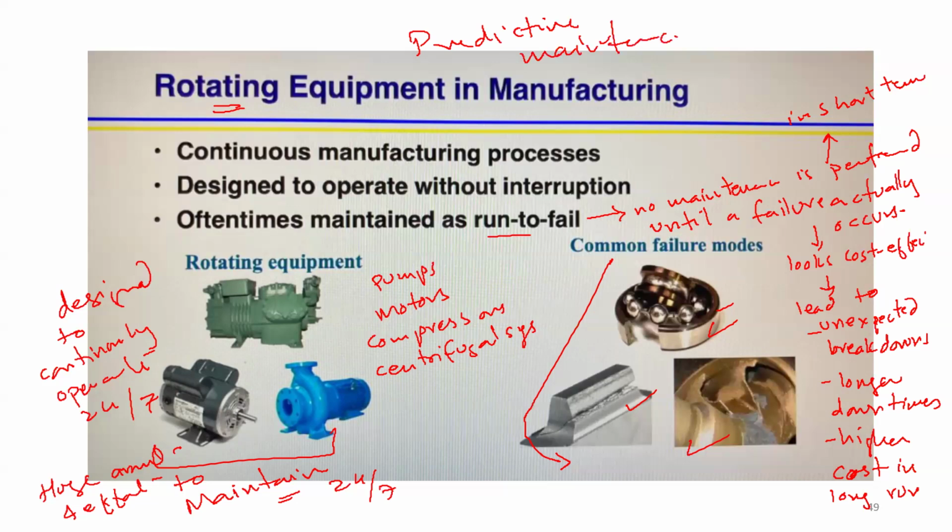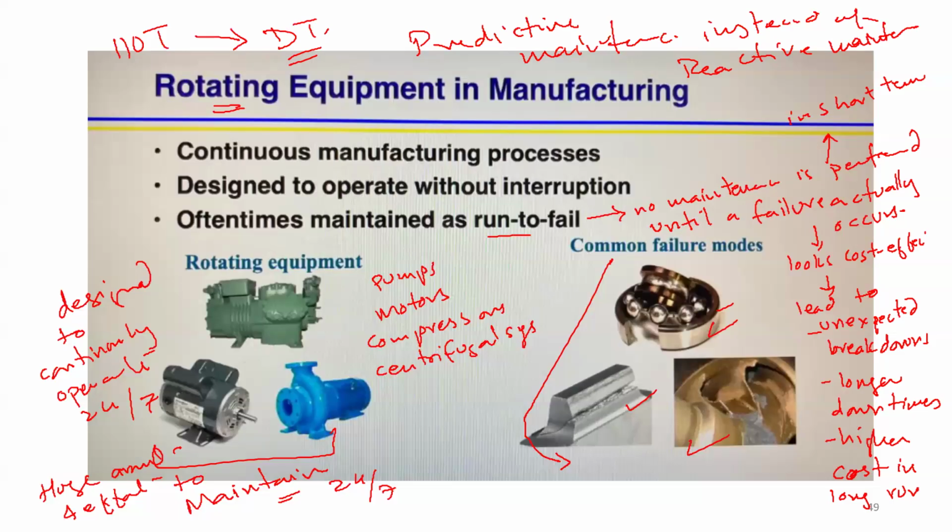Instead of reactive maintenance. So digital twin, along with IIoT, is a part of digital twin, or IoT is a part of a digital twin. And it helps us to do predictive maintenance instead of reactive maintenance.